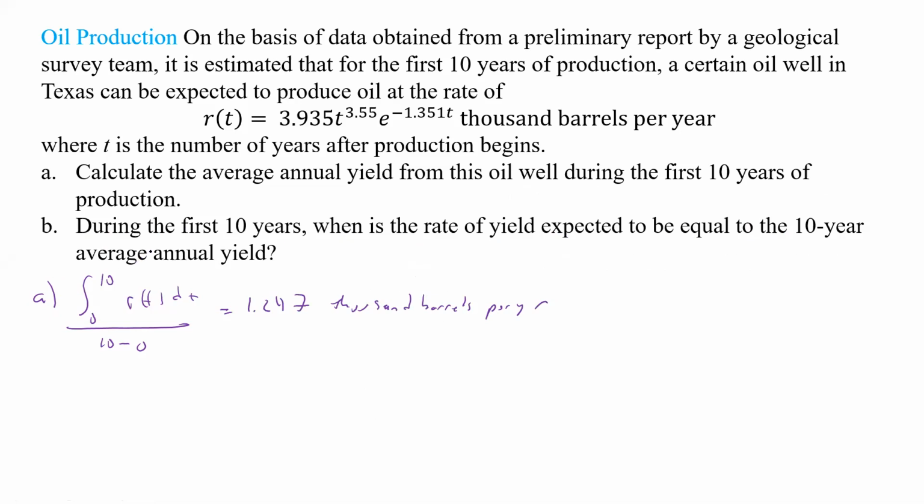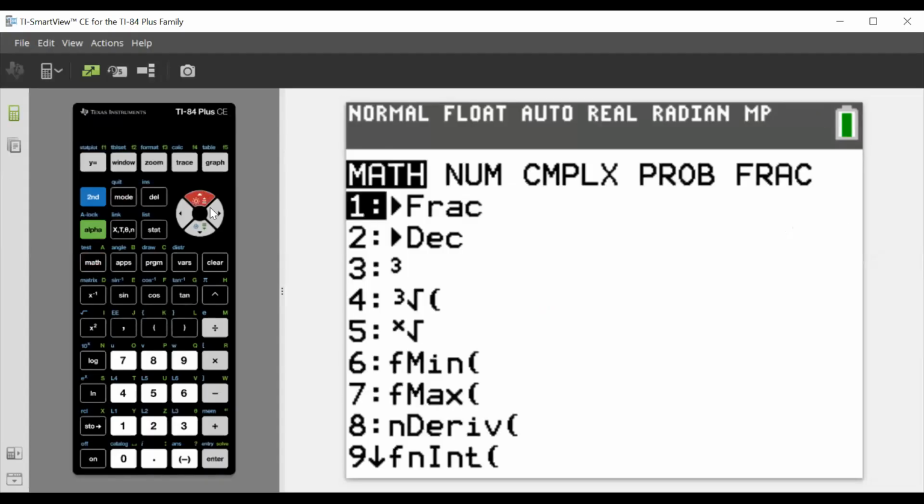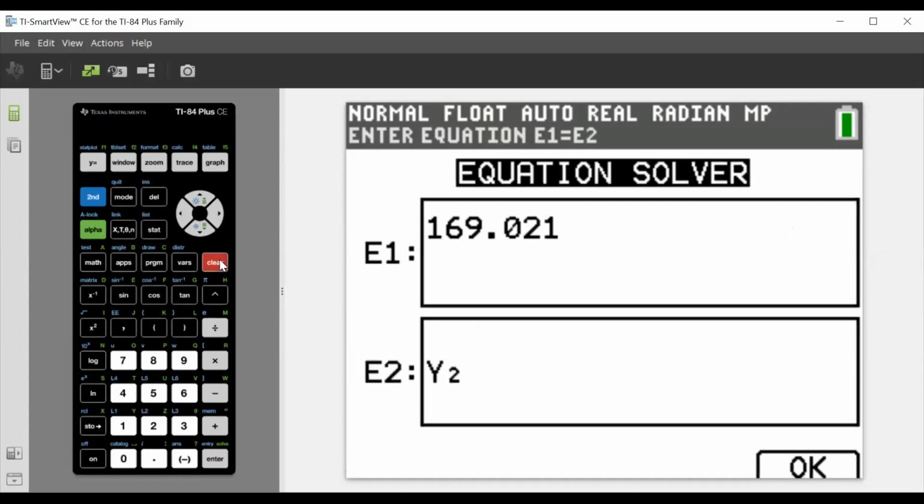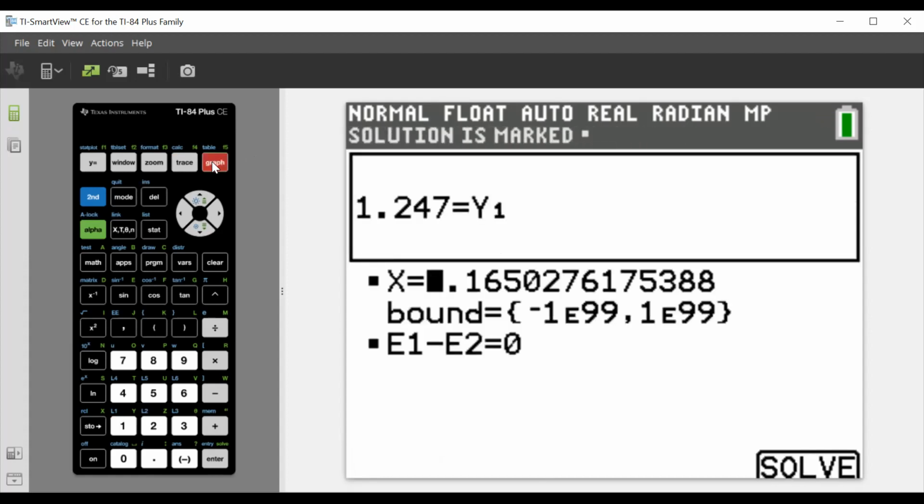All right, so what we need to do is plug that in and get our value. So we're going to basically say, well, when is 1.247 equal to R of t? Okay. Well, we plug it into our numerical calculator. It lets me share the screen. And we want that to be equal to the 1.247. And then we want this one to be y1. And we should be able to get a value.